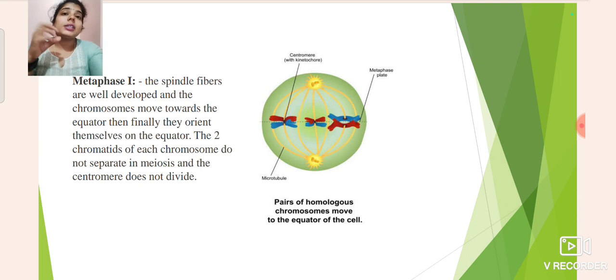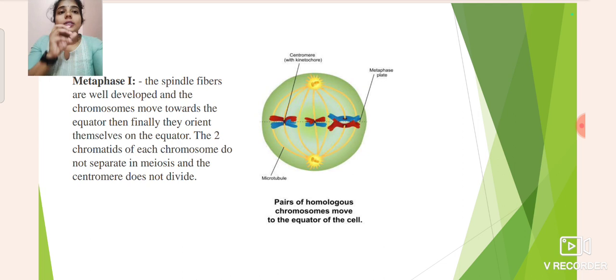And the spindle fibers are completely well developed. Then the nuclear membrane also disappears completely. Well developed spindle fibers will be formed. Again the chromosomes will move towards the middle point of the cell, the equator. Then the two chromatids of each chromosome do not separate in meiosis and the centromere does not divide.